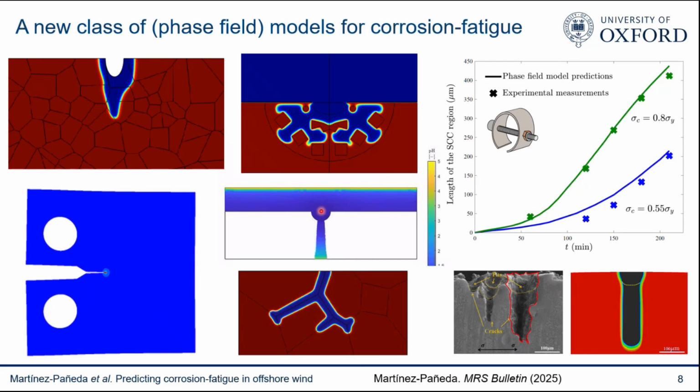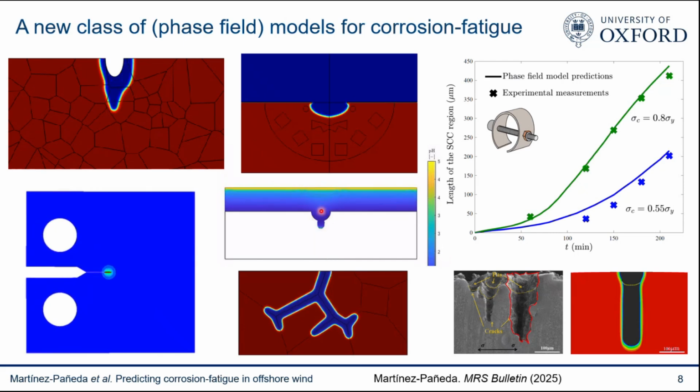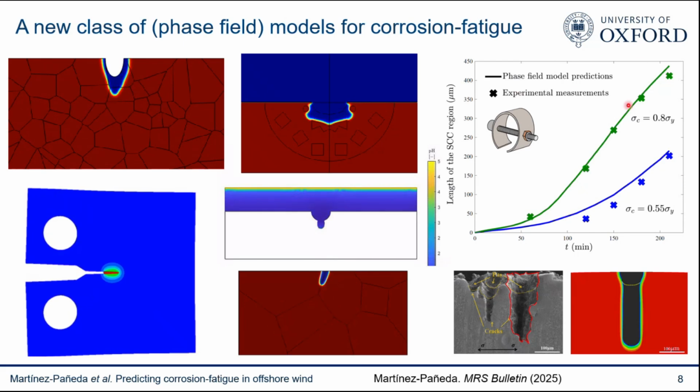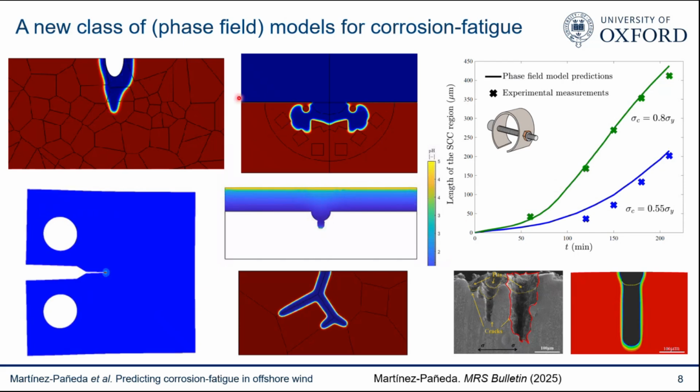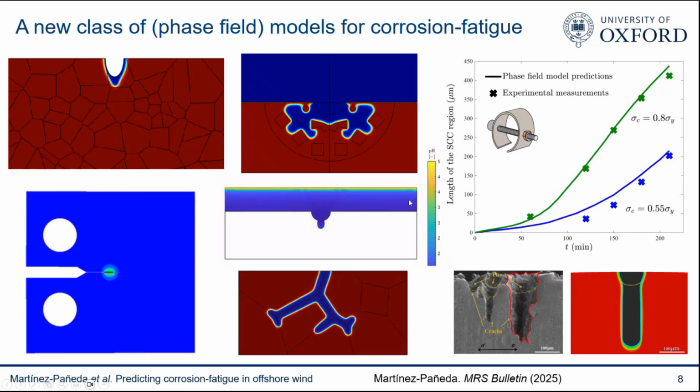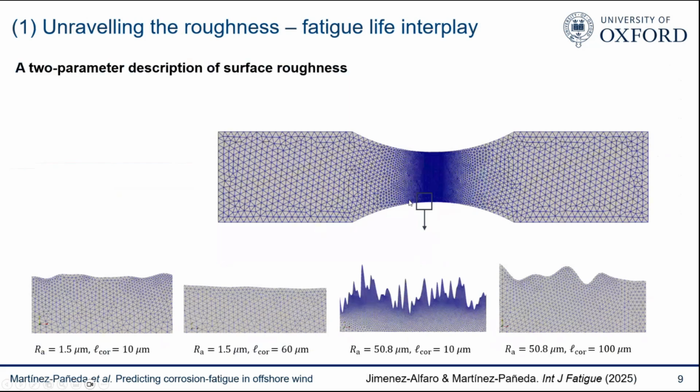This is fundamental work that I developed during my Future Leaders Fellowship, where I could show the predictive abilities of these phase field models against a wide range of corrosion and fatigue experiments. And the Flex Fund project gave me the opportunity to apply this framework to the specifics of offshore wind. And we did that through 3 sub-projects. The first one was aimed at quantifying the interplay between surface roughness and fatigue life.